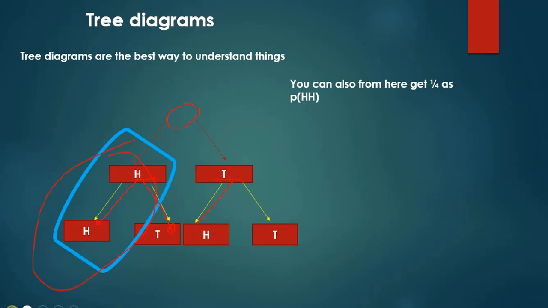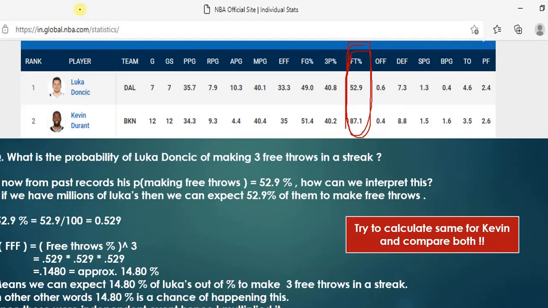Now, to understand more concretely, I have taken an example here. You can see I have taken this information directly from the NBA website. Two players I have taken here, Luka and Kevin. Now I have asked the question: what is the probability of Luka Doncic making 3 free throws in a streak?